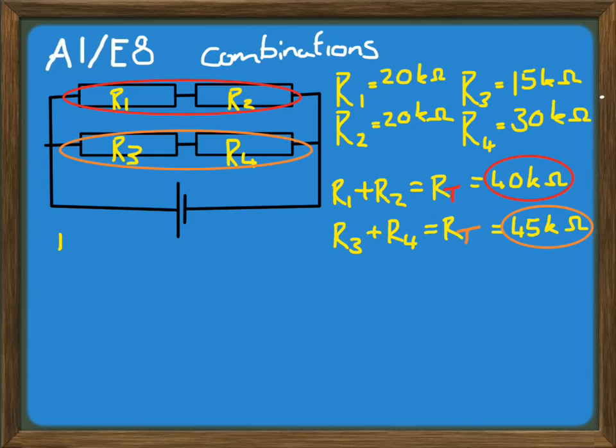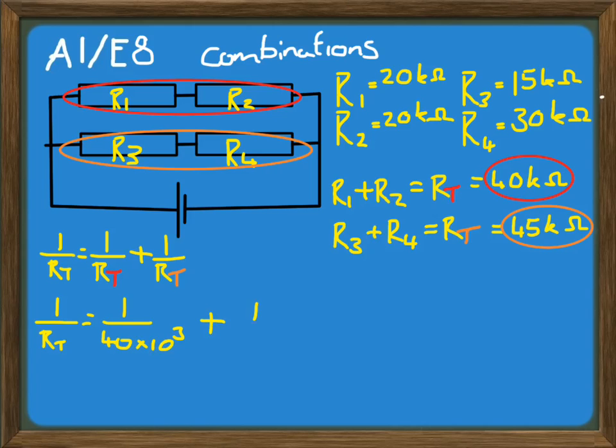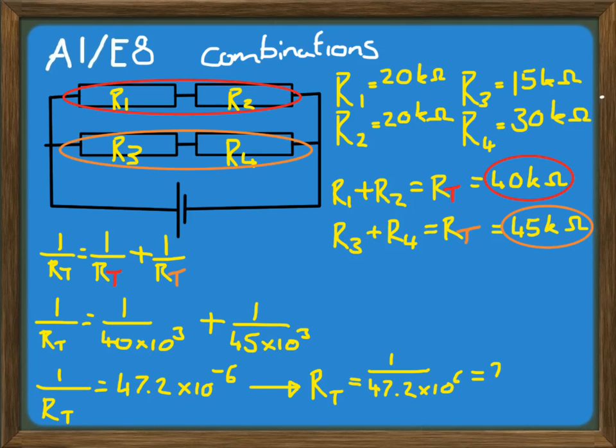But we're not finished yet. We must now work out the total resistance using our parallel equation, because we can imagine that R1 and R2 have become a single resistor with resistance 40 kilo ohms, and R3 and R4 have also become a single resistor with a total resistance of 45 kilo ohms. So we substitute those values into our equation, and we see that the total resistance comes out to be 21.1 times 10 to the 3 ohms.